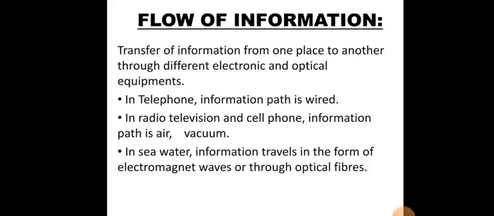The second is the electromagnetic wave or the radio waves. In radio, television, and cell phone, information is sent through space in the form of electromagnetic waves. The third is the optical fiber. In the optical fiber, information travels in the form of light.